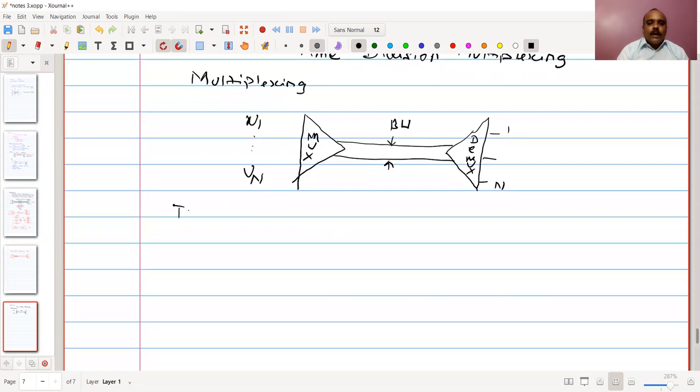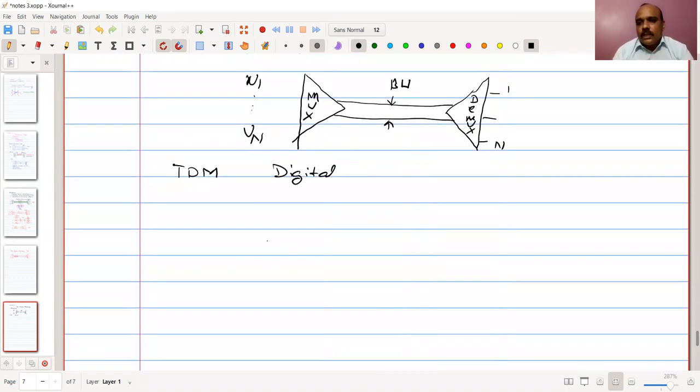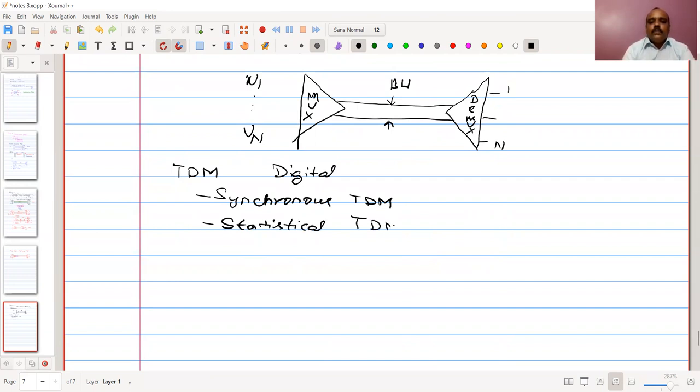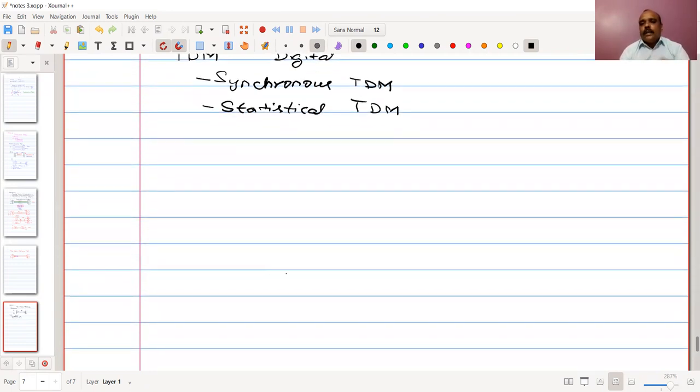Now the TDM that we are discussing today is a digital technique, so it basically uses digital methods to implement. And there are two types of TDM. One is called synchronous TDM, and the second technique is known as statistical TDM. We will discuss these two and understand the difference between them. So we'll start with synchronous TDM.